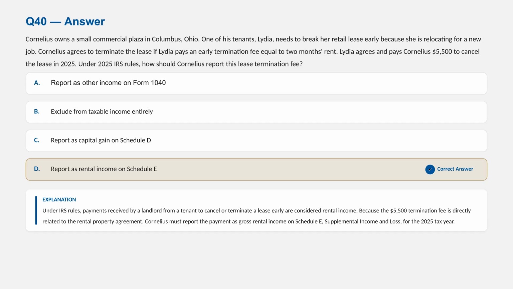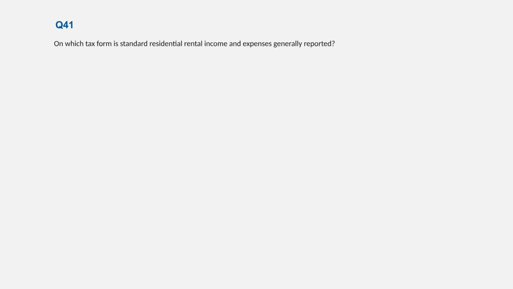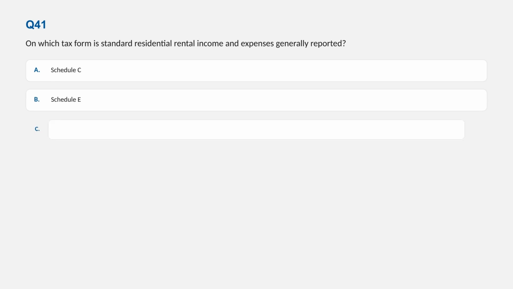Great. Now let's move to our next question. Alright, let's move to question 41. On which tax form is standard residential rental income and expenses generally reported? A. Schedule C, B. Schedule E, C. Schedule 1, D. Form 4835.